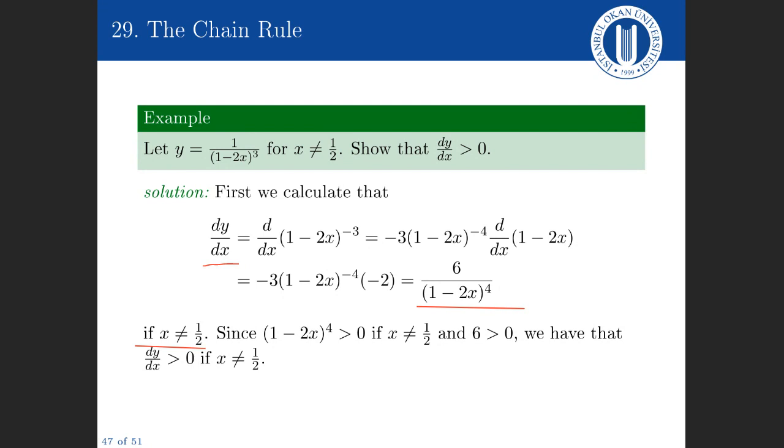Now, what do we have? On the top, we have 6. That's a positive number. On the bottom, we have 1 minus 2x to the power of 4. Any non-zero number to the power of 4 is always a positive number. So we have a positive number divided by a positive number, but that's a positive number. This shows that the derivative is always positive, as long as x is not a half.